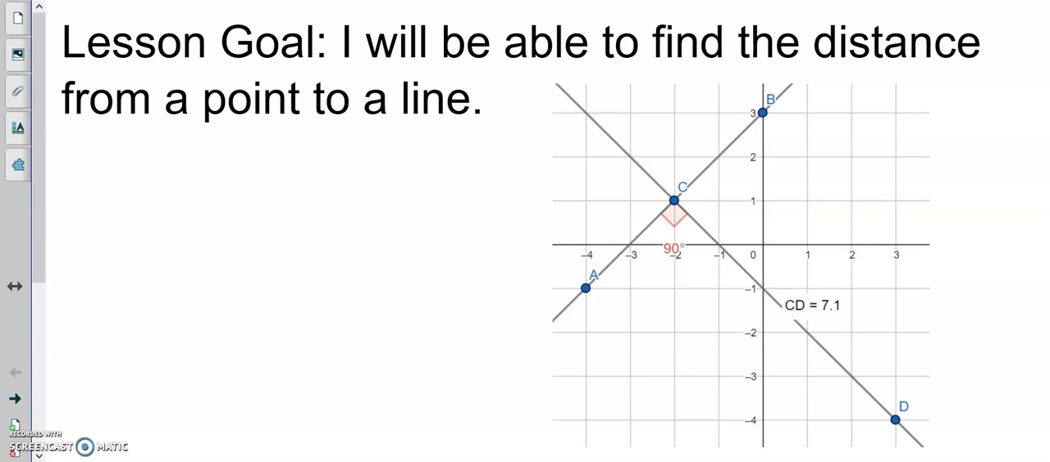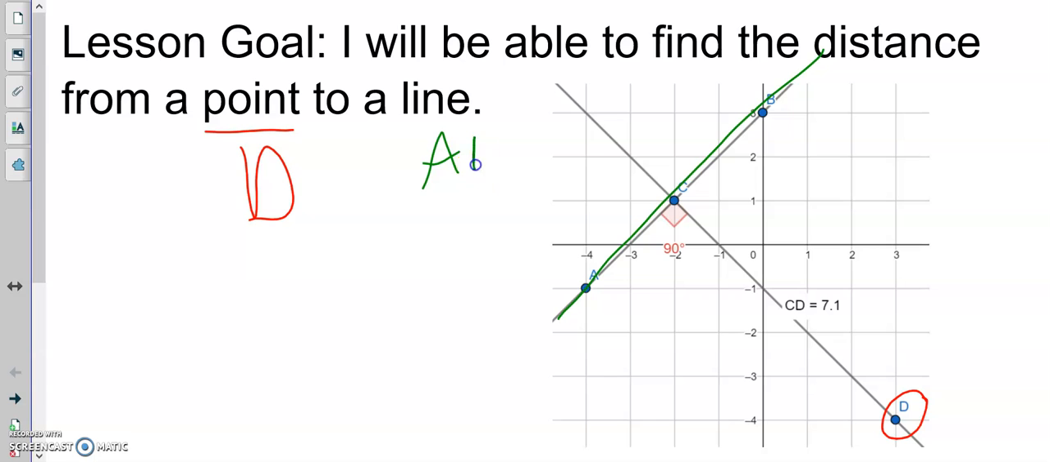Okay, so in this little diagram here, the distance that we're talking about, the point we're referring to as D, the line that we're referring to is AB. So we want to find that distance, and so recall that distance is the distance here, from C to D.